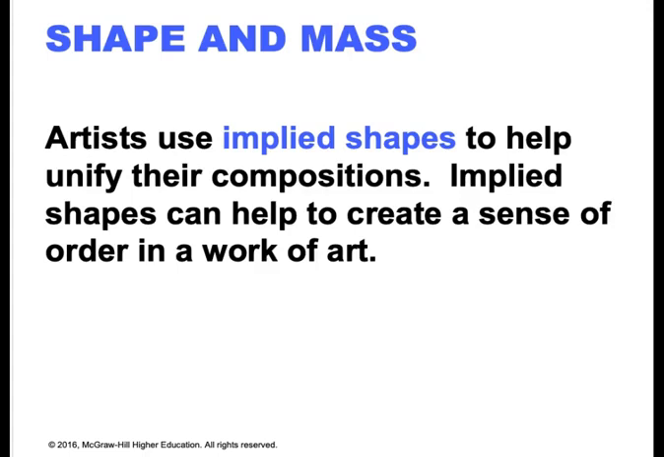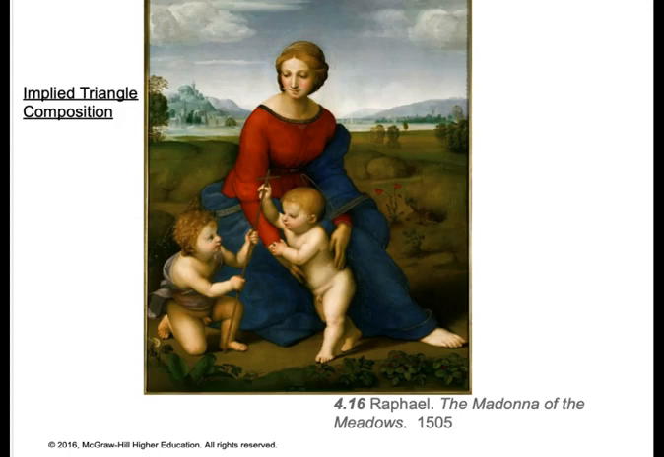Along the lines of shape and mass, we also have implied shapes, just like we had implied lines. Implied means to suggest something without actually drawing it straight forward. So artists use implied shapes to help unify their compositions. These are just little tricks that they do to make a work of art feel a certain way. Implied shapes can help to create a sense of order in a work of art. So here's the example of that.